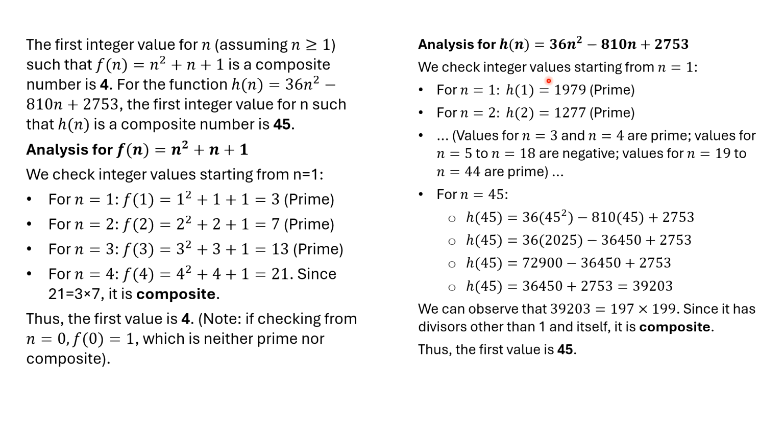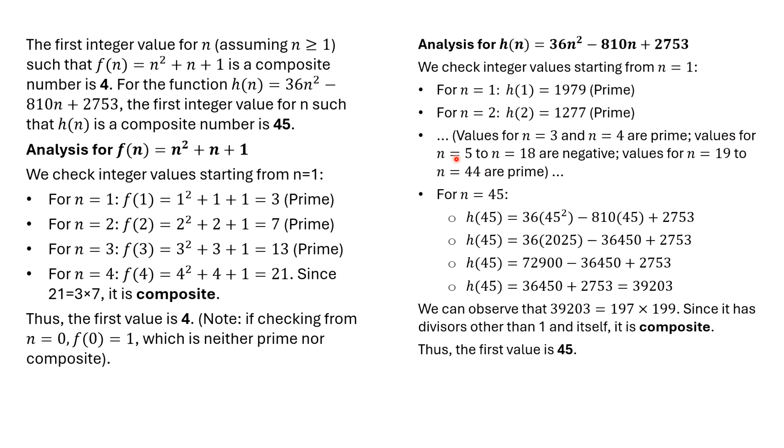Then let's look at the second. The second one's harder because we have these bigger numbers to work with here. So I'll just summarize the values. You put in 1 and you get 1979. So just to check this is prime, there's some work. Of course, I'm sure there's an online app that'll check that for you. And then put in 2, and you get a prime. For values n equals 3 and 4, you also get a prime.